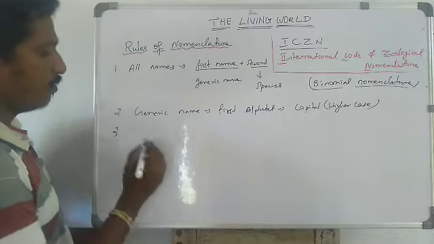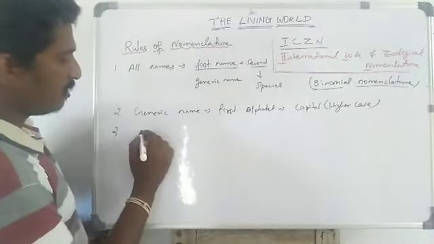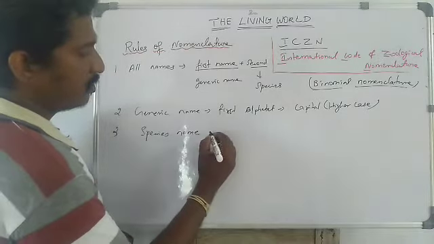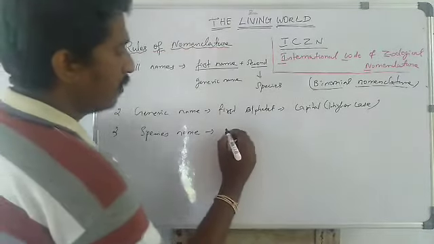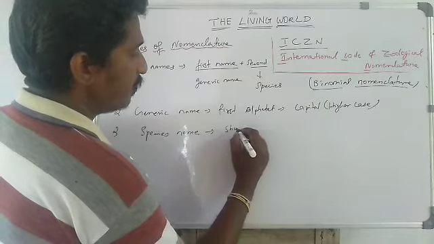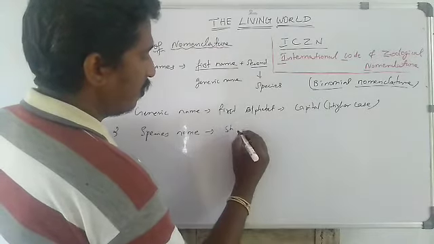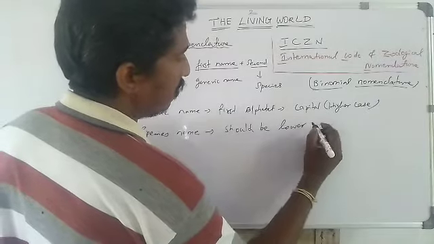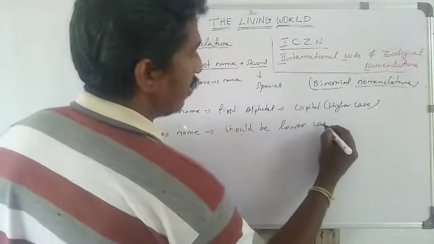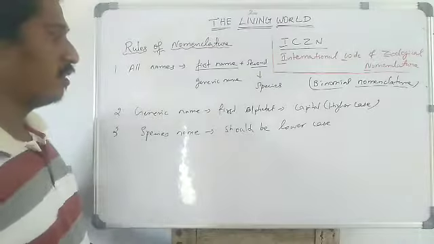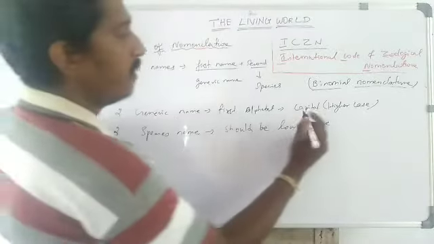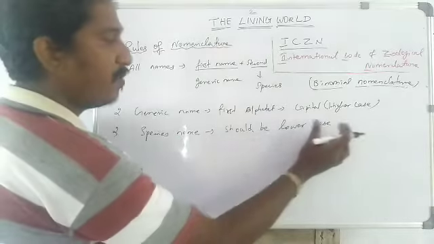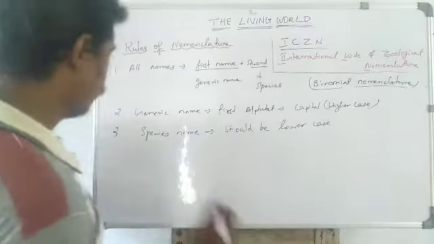And the third one is the species name. The species name should be in lower case, all letters lower case. So in the generic name the first alphabet is capital and the rest are lower case. In the species name, all letters will be lower case.